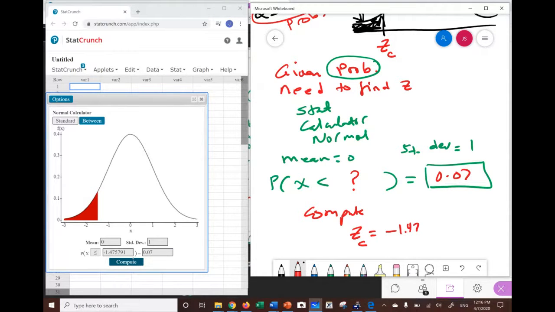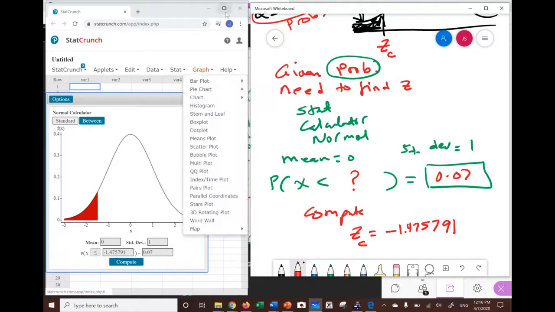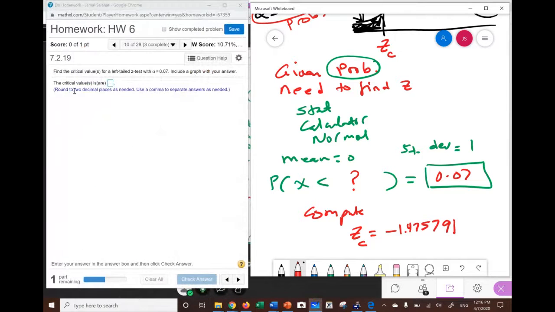And let me avoid the mistake I made before. And let me write everything down before I round. 75, then 791. Let me go back to the problem and see what they want. They want the answer in here to 2 decimal places. So for 2 decimal places, again, don't forget it's negative 1 point, and again, only 2, it's going to be negative 1.48.